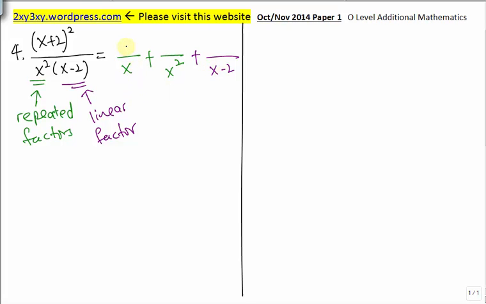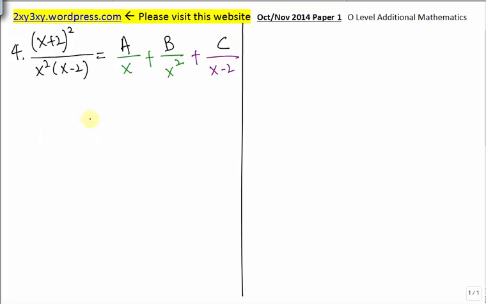Next, I need to fill in the unknowns at the numerator. For the repeated factor, it will be just a constant, a followed by b. Similarly, for the linear factor, the numerator will be just a constant. In this case, I'll use the letter C to represent that constant. Now we are going to find the values of a, b, and c. But before that, we need to form an equation.